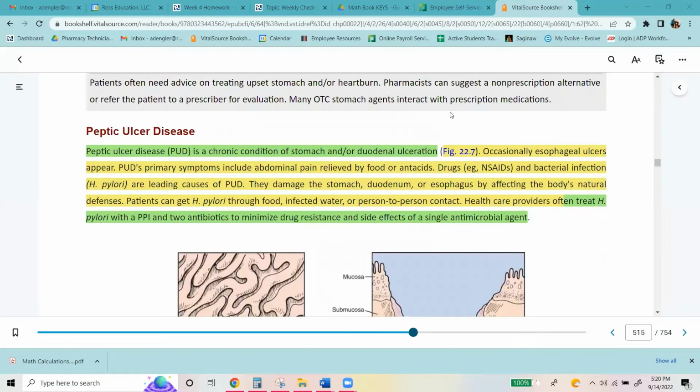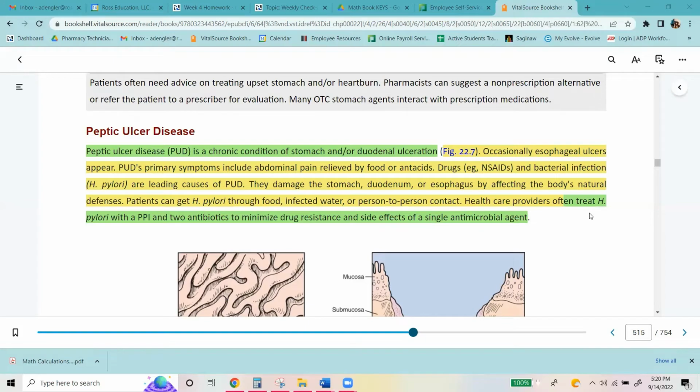PUD, which is peptic ulcer disease, is a chronic condition of stomach and or duodenal ulceration. Occasionally, esophageal ulcers appear. PUD's primary symptoms include abdominal pain, relieved by food or antacids. Drugs like NSAIDs and bacterial infection, H. pylori, are leading causes of PUD. They damage the stomach, duodenum, or esophagus by affecting the body's natural defenses. Patients can get H. pylori through food, infected water, or person-to-person contact.